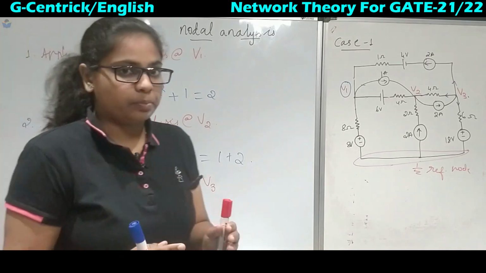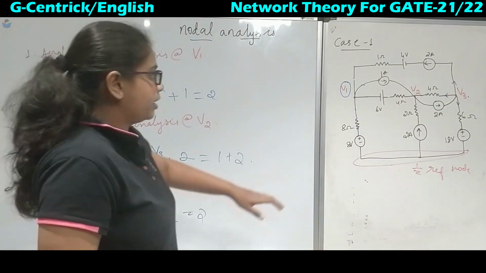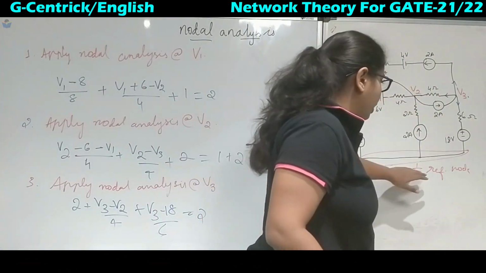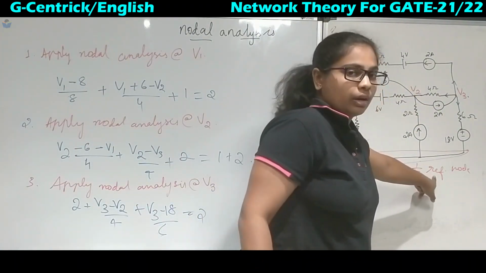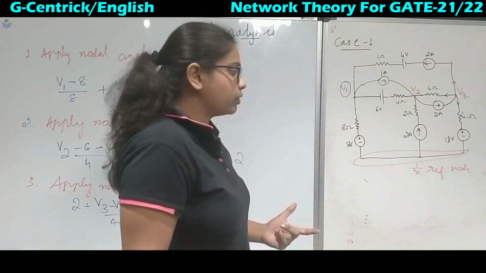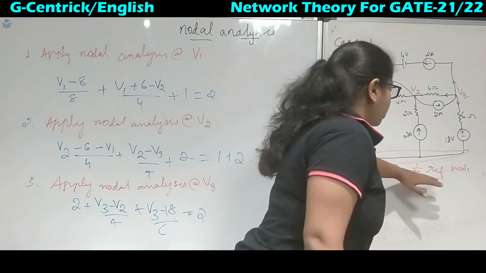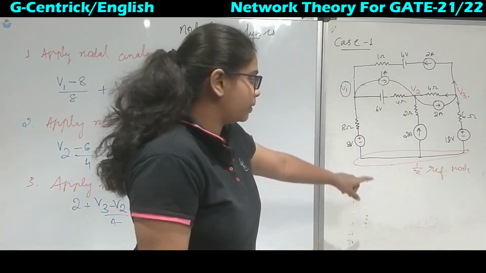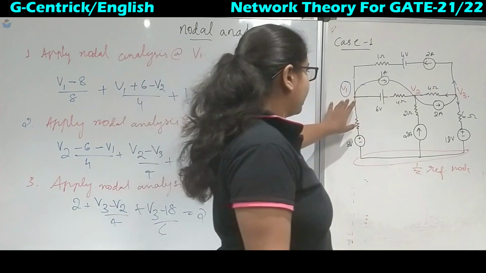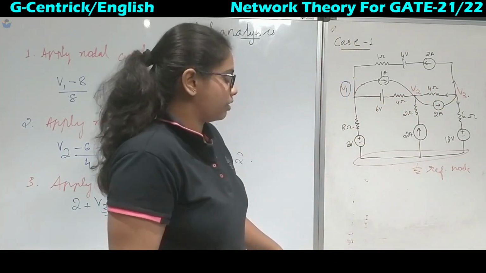Apply the procedure step by step. There are only 3 steps in that procedure. First, identify all the nodes. Then take one node as the reference node. You can choose any node as the reference node, but for convenience, we have taken the same potential and grounded it. It will be very easy to solve. You can take node 1, node 2, node 3 also as reference, any one of the nodes.